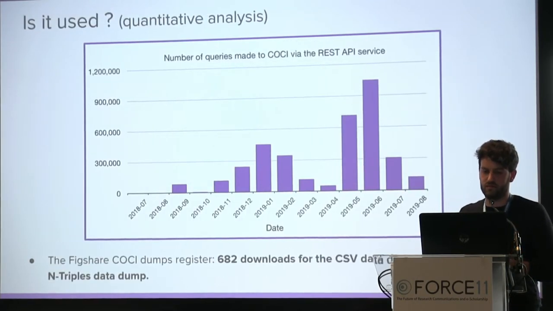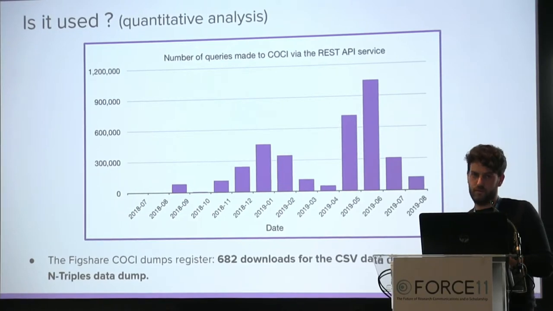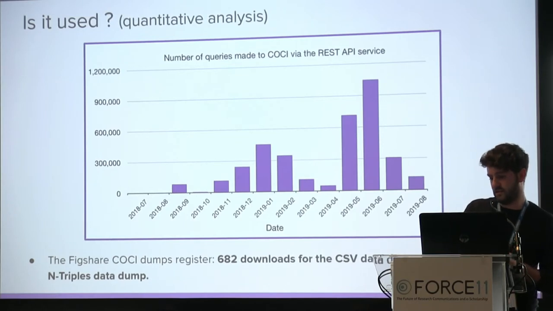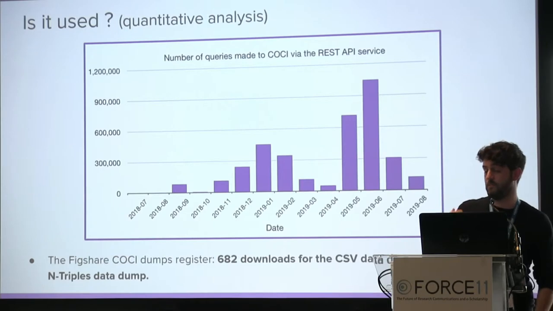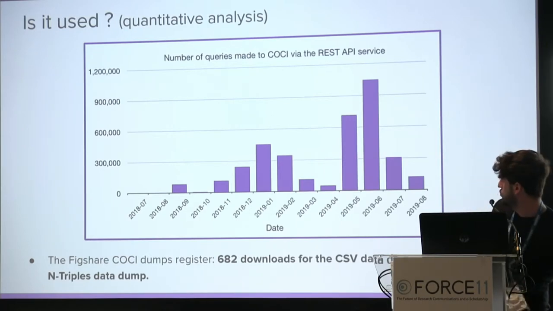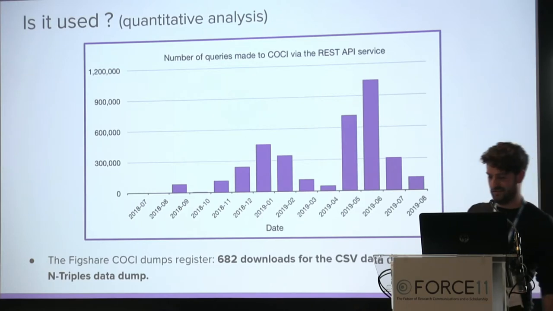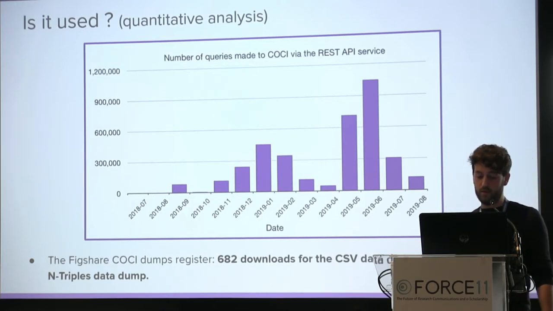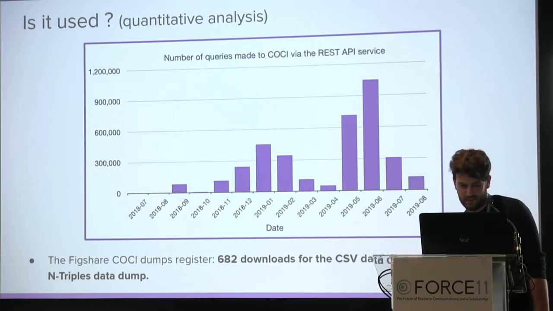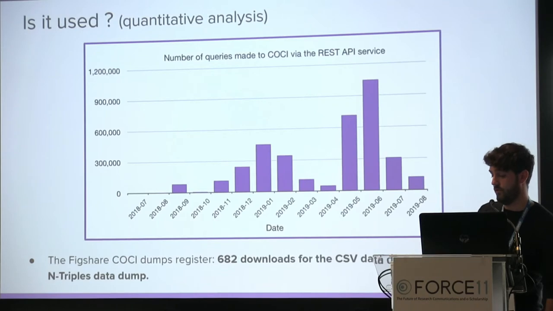So this is just to show how much these data have been used. Here I show a quantitative analysis of the number of queries made through the APIs. You can see that, for instance, in June, it was used a lot. And then we have also a lot of downloads, almost 680 downloads of the CSV data dump from Figshare, and 128 for the N-Triples.